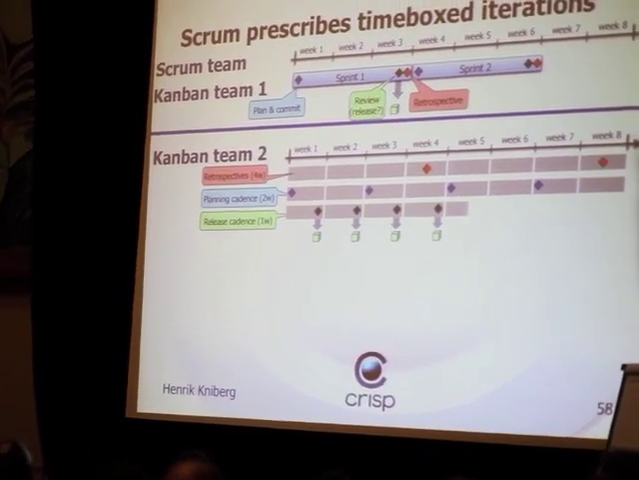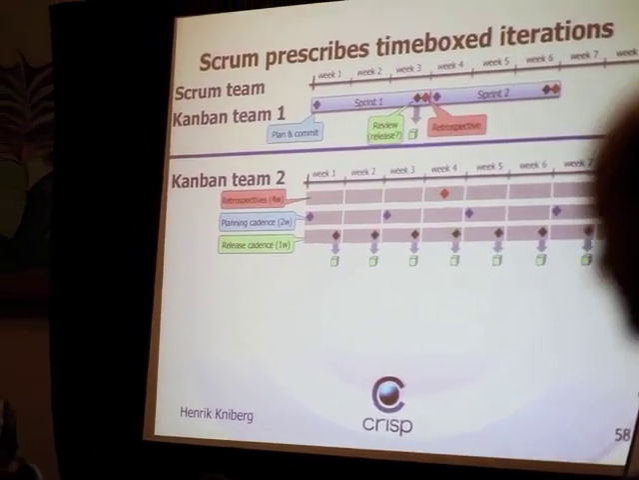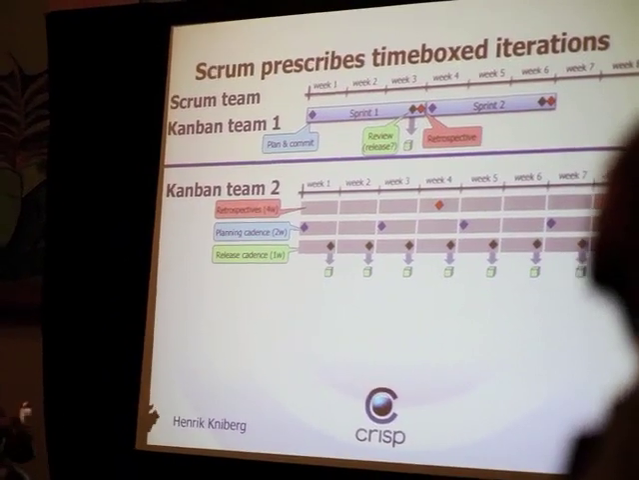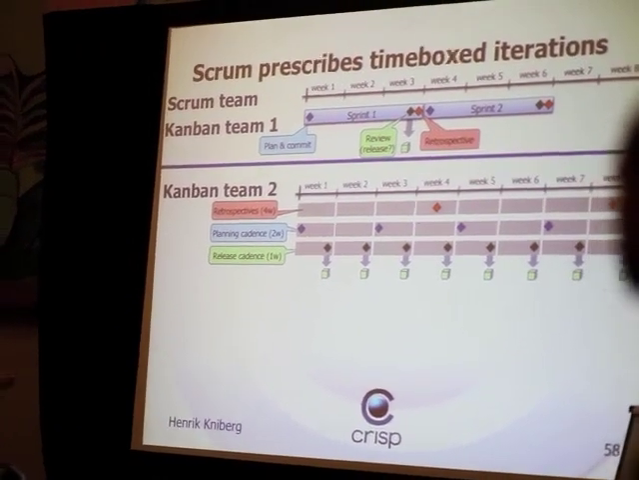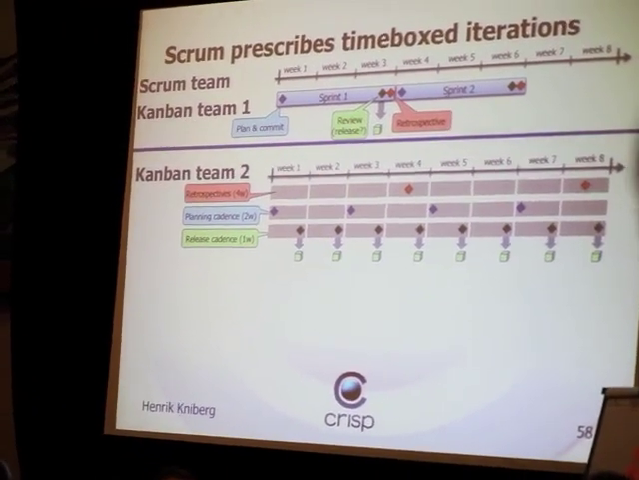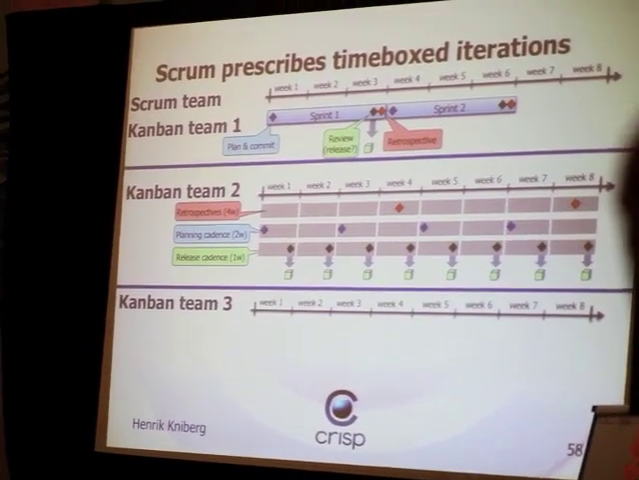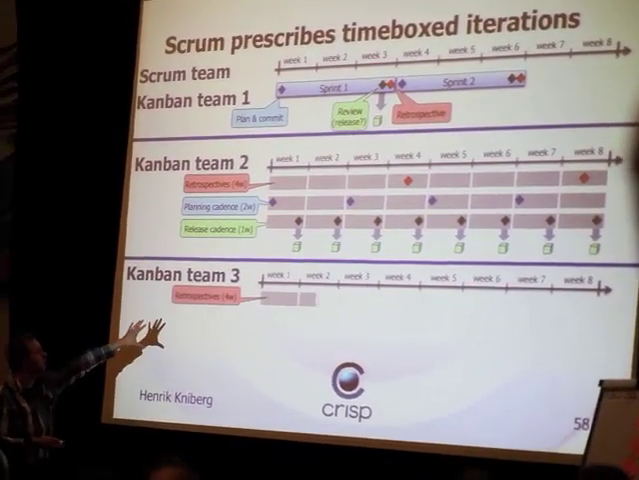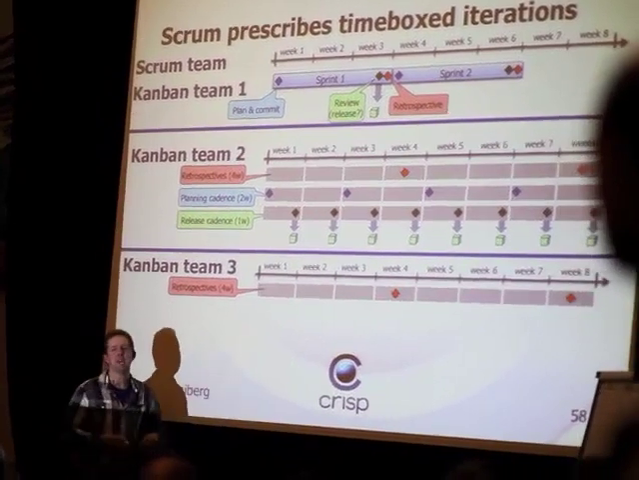Right? Release is done every week. Every Friday we take whatever is done, we release it. So they split these cadences into different cadences. Now, you don't necessarily need cadences for everything. So in this case, Kanban Team 3 says, well, we like a retrospective cadence of 4 weeks.